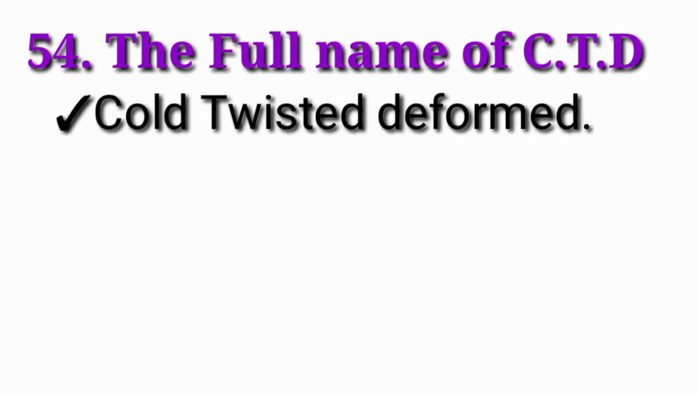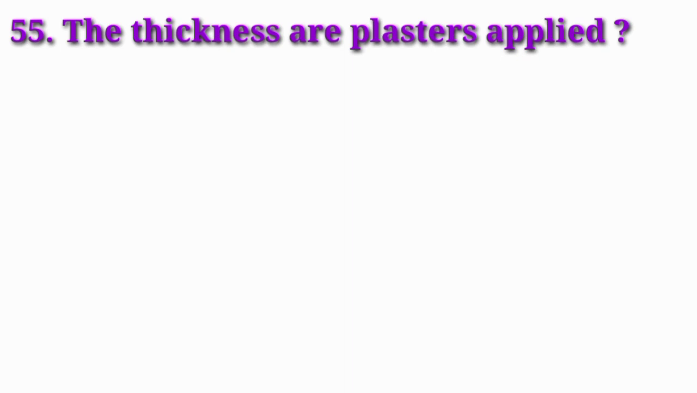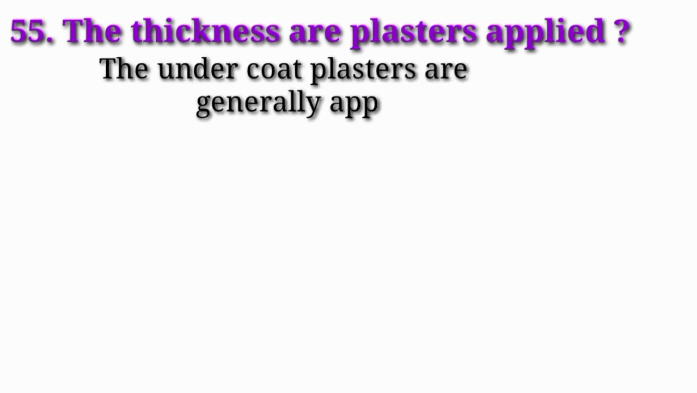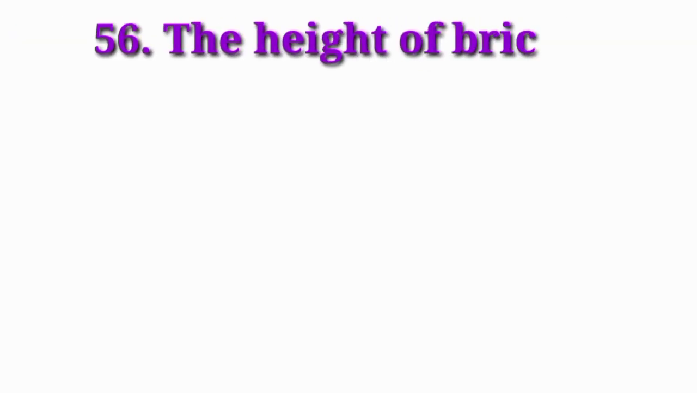Next, number 54. The full name of CTD is cold twisted deformed bar. Number 55, the thickness of plasters applied. The undercoat plaster is generally applied 12 mm thick for walls and 8 mm for ceilings.